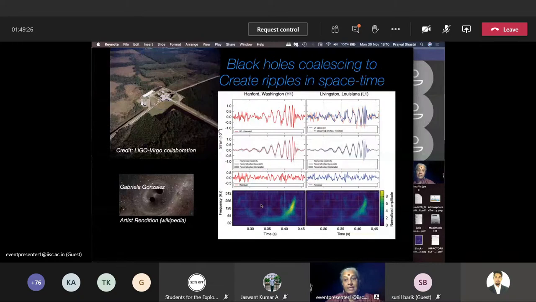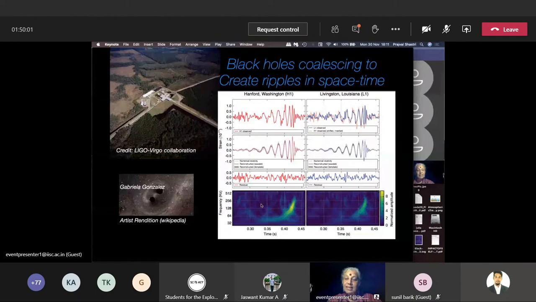The next direct evidence for black holes came from the very famous detection of gravitational waves. There was this new observatory that was built to detect gravitational waves, and the way they detect them is by actually measuring ripples in our space-time when some mass moves. Ripples in space-time happen all the time, but they are extremely minute, and so we will never be able to measure them. But if you have two black holes that coalesce, the ripples in the space-time are quite significant.